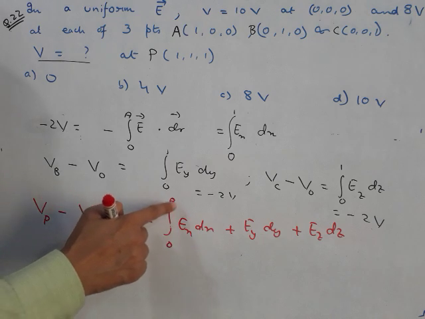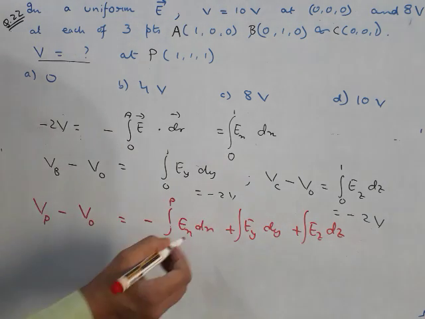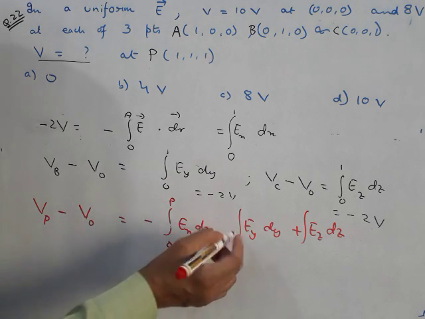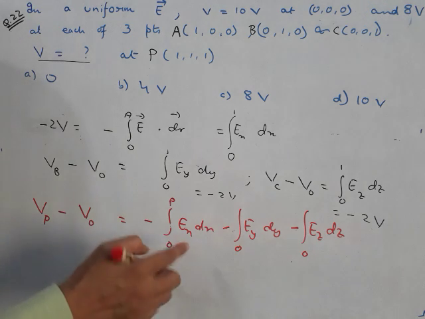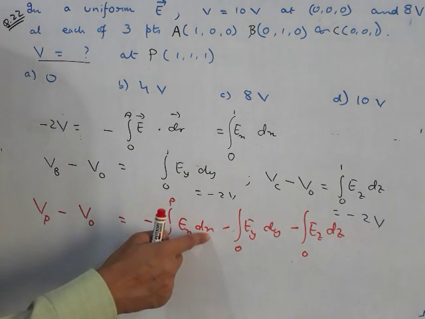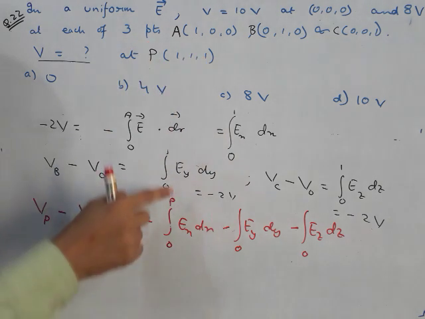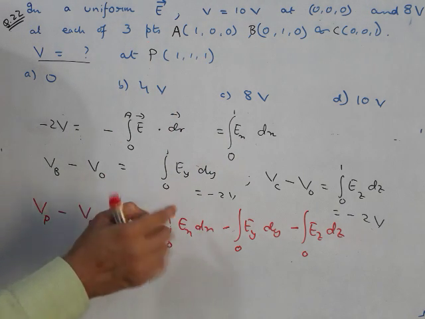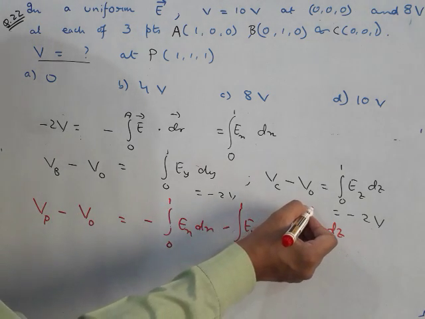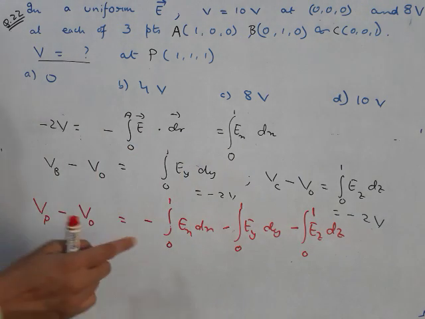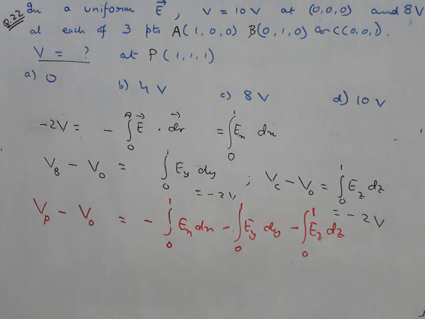Now we can separate these three terms like so, and the minus sign will be there, and the limits from O to P, O to P, O to P. But at P, the x value is how much? 1, the y value is 1, the z value is 1. So here the variable is x. At P the variable x has value 1, here also it will have value 1, here also it has value 1, and at O, origin, the x, y, z have values 0, 0 and 0.